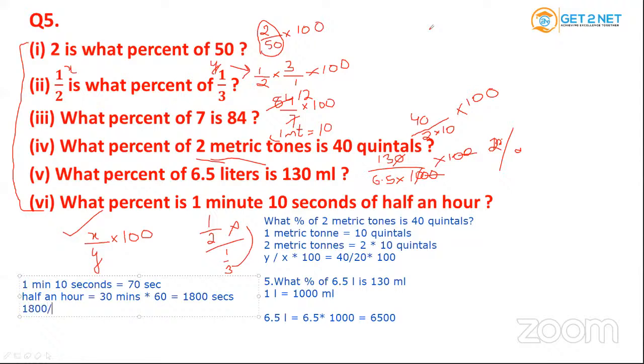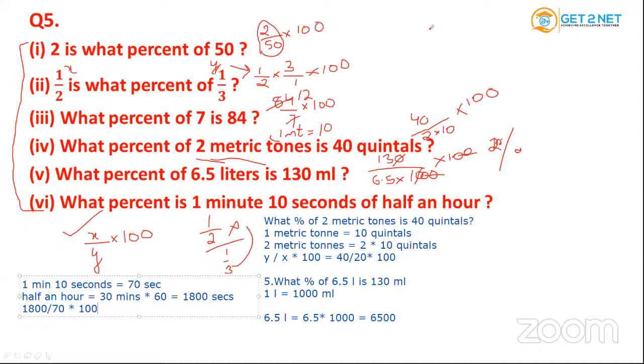1800 divided by 70 into 100. Okay. Correct, all of you? Yes, ma'am. So what will be the value that will come? That will come to something around 2 point something. Okay. Clear? Ma'am, please repeat once again.